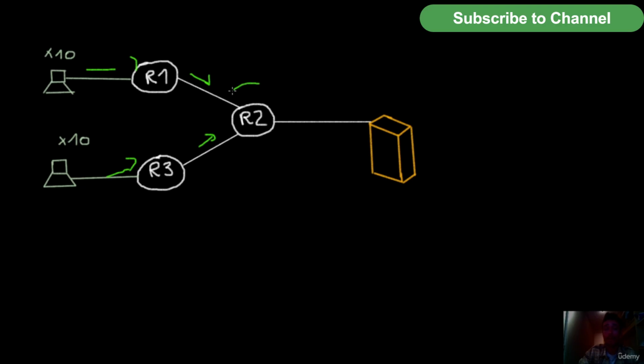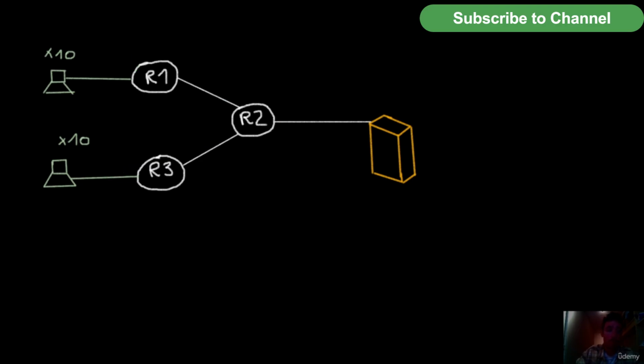However, what happens is that here we have a bottleneck. What is a bottleneck? In networking, a bottleneck refers to a point or component within a network where the flow of data is significantly restricted or limited. This happens when the capacity or performance of a particular network element becomes a limiting factor for the overall network speed or efficiency.